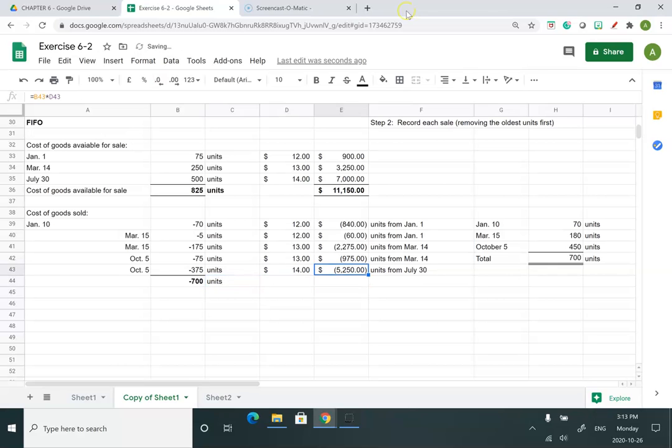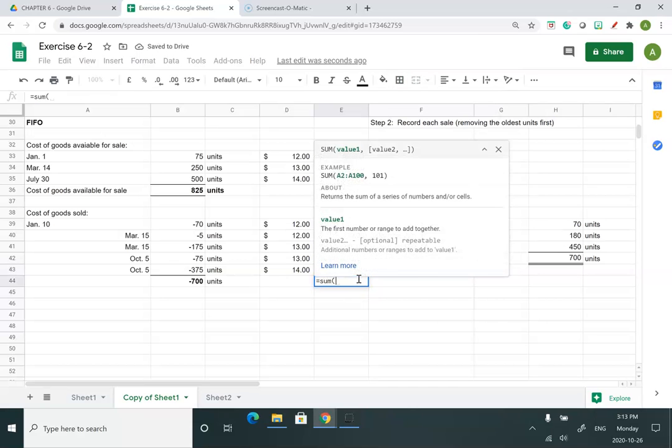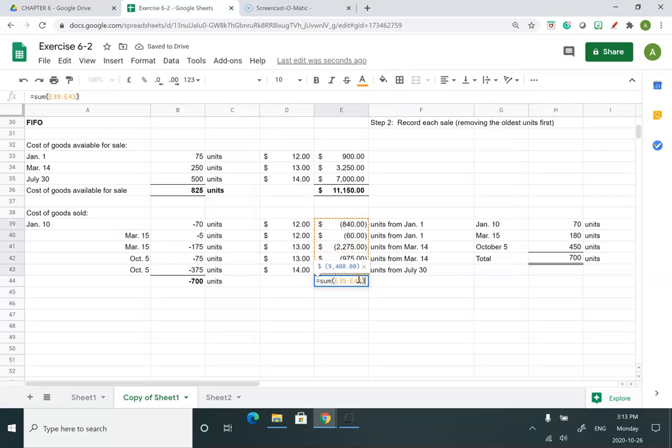And now I'm going to add up the total that I've removed from inventory. So that's 9,440. And this is known as your cost of goods sold.